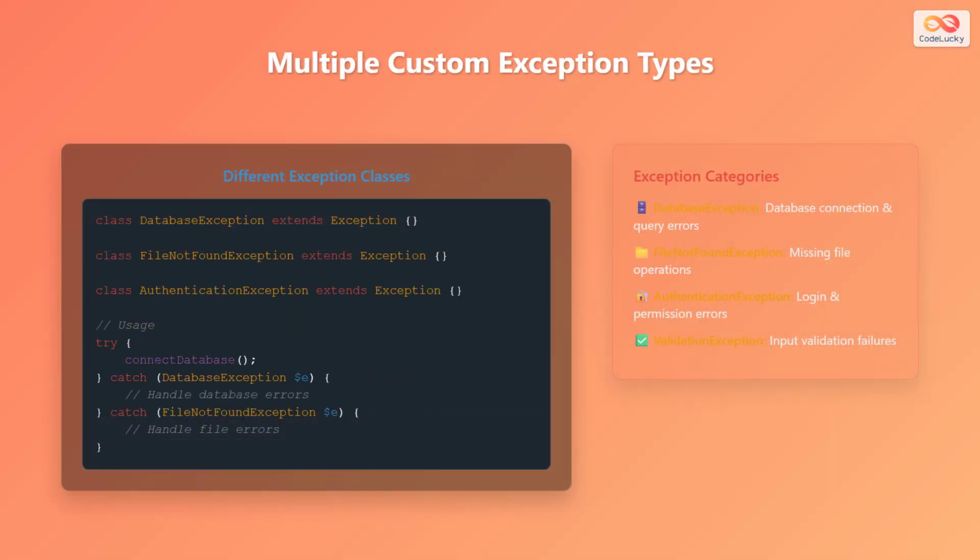Let's explore how to use multiple custom exception types in your PHP applications. You can define different exception classes for various error scenarios, such as DatabaseException for database-related errors, FileNotFoundException for file operation errors, and AuthenticationException for authentication failures. When using these exceptions, you can catch them in separate catch blocks, allowing you to handle each type of error differently. For example, you might handle database errors by logging the error message and redirecting the user, while handling file not found errors by displaying a user-friendly message.